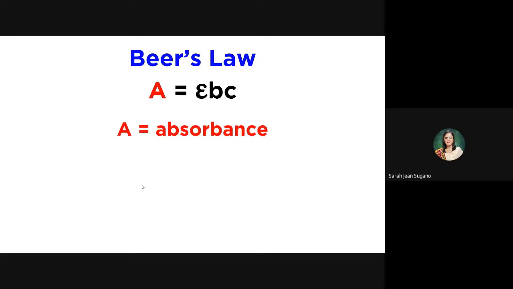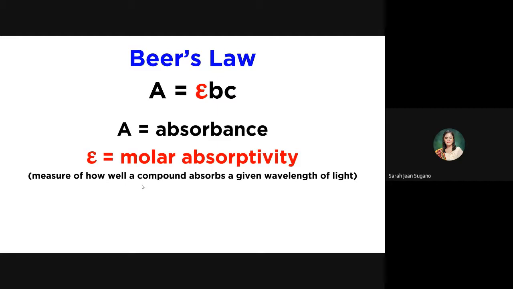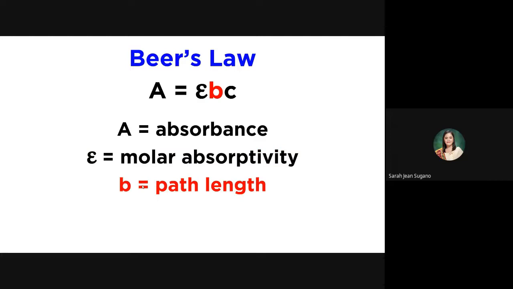Here, A is for absorbance. This symbol represents something called the molar absorptivity, a measure of how well a chemical species absorbs a given wavelength of light. B represents the path length, or the distance light has to travel through the sample, which is relevant because the more of a substance the light travels through, the more of it that will be absorbed. And C is the concentration of the sample, which again is relevant because the more concentrated, the more absorbance that will occur.